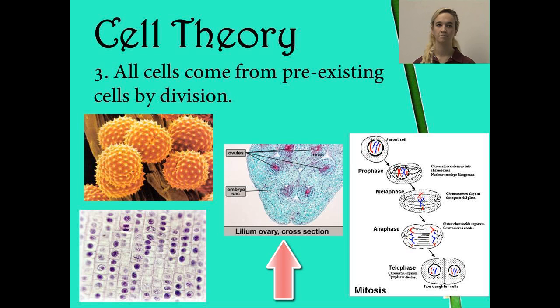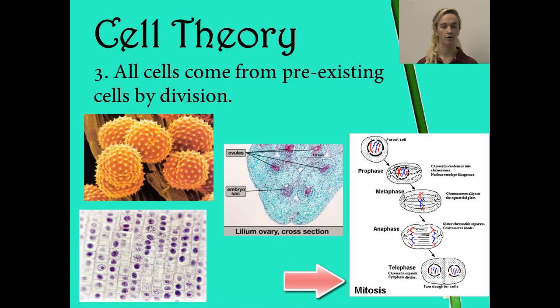Once you have the whole plant, the cells will divide by mitosis, which hopefully is a word some of y'all have heard before, depending on which level of science you're in. But that's when one cell splits to become 2 exactly identical daughter cells. And you can see the different stages that this process has. And you can actually see those stages.